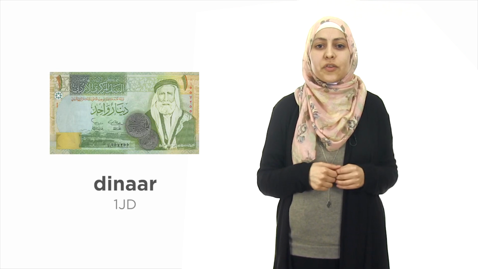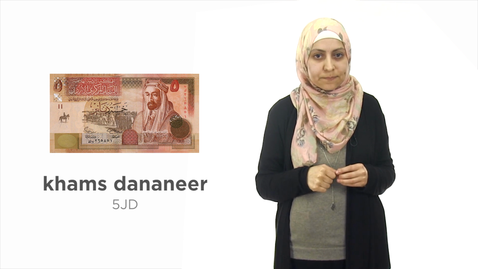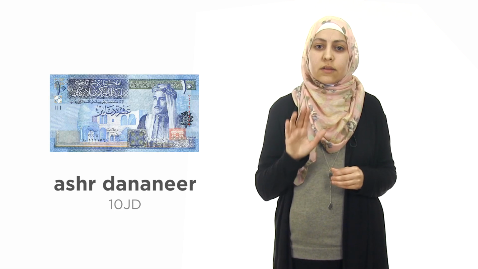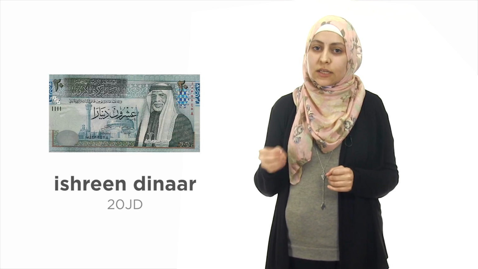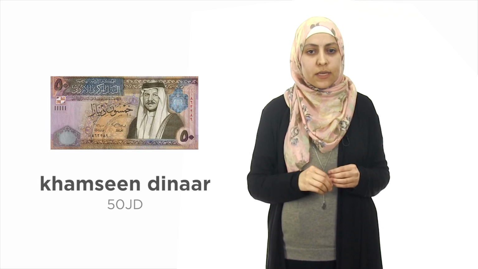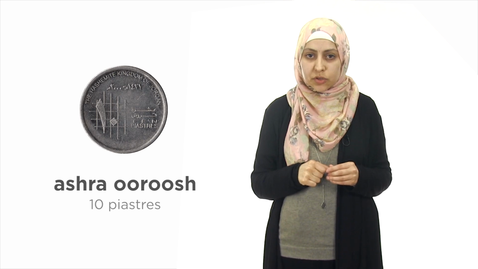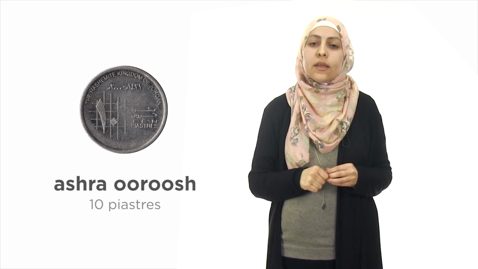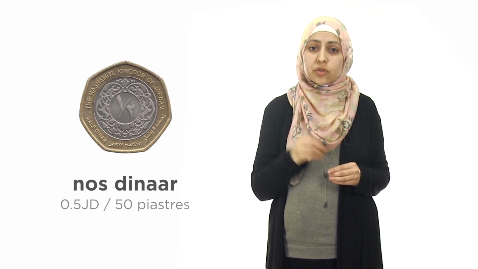So this is dinar, 1 JD. This is خمس دنانير, that's 5 JDs. 10 JDs, 10 دنانير. This is 20 dinar, that's 20 JDs. 50 dinar, that is 50. For coins, we have 5 piastres, so 5 قروش. We have 10 piastres, 10 قروش. And we have ربع dinar, as we said, half a JD is nus dinar.